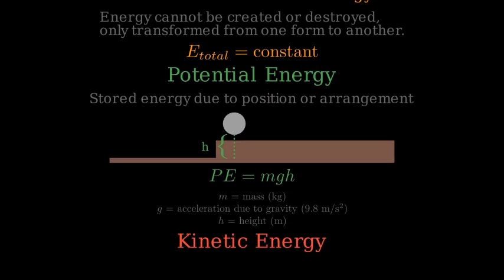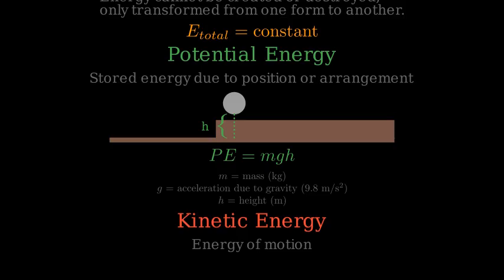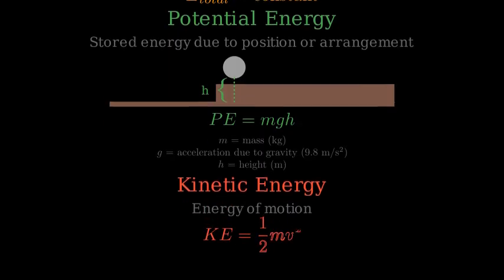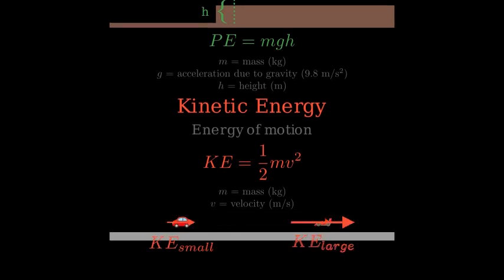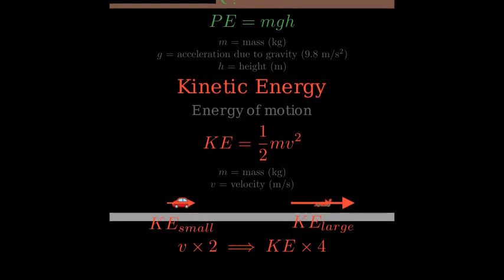Next, let's look at kinetic energy. Kinetic energy is the energy of motion. Any object that's moving has kinetic energy. The formula for kinetic energy is Ke equals 1/2 mv squared, where m is mass in kilograms and v is velocity in meters per second. For example, a car moving at high speed has more kinetic energy than the same car moving slowly. Note that kinetic energy depends on the square of velocity, so doubling the speed quadruples the kinetic energy.